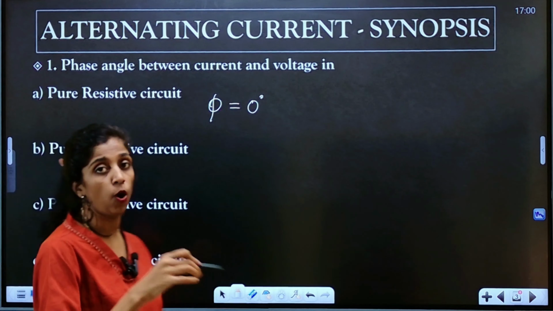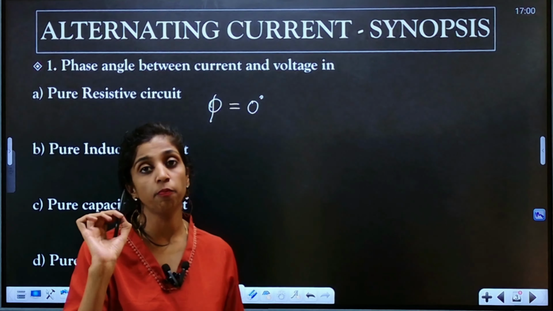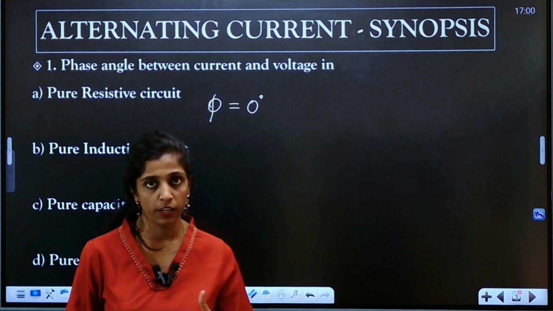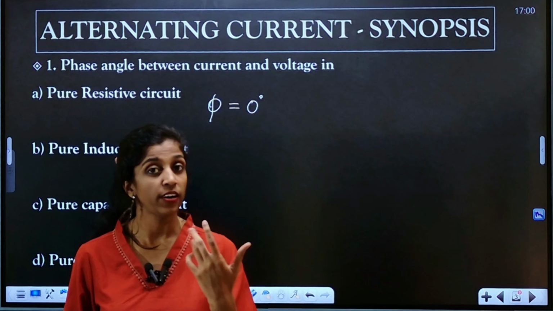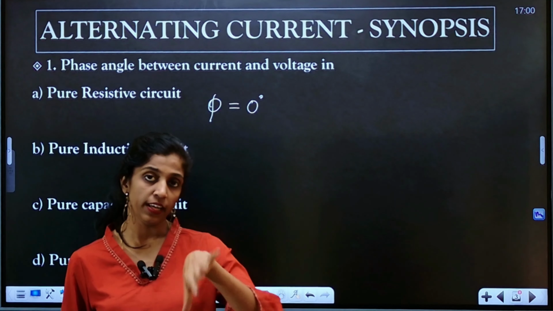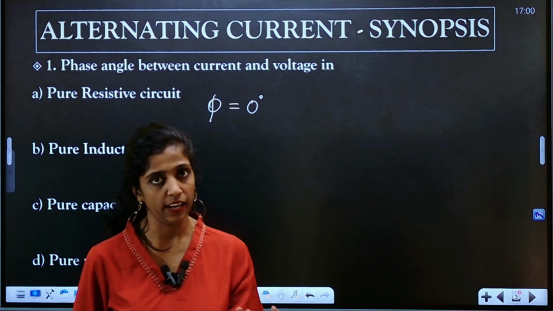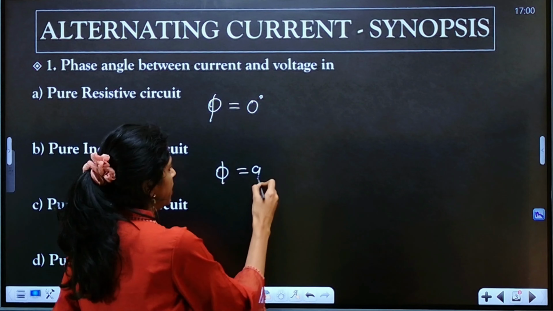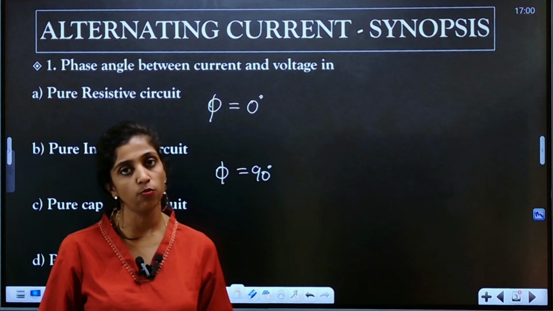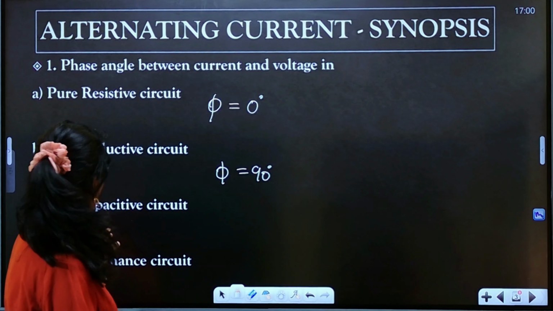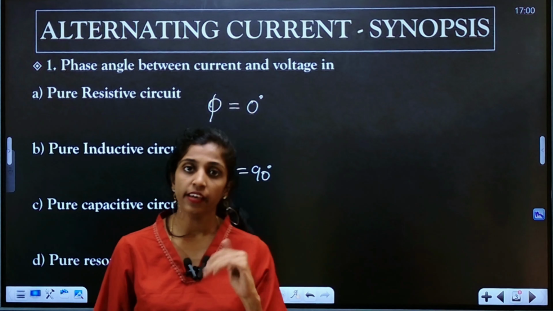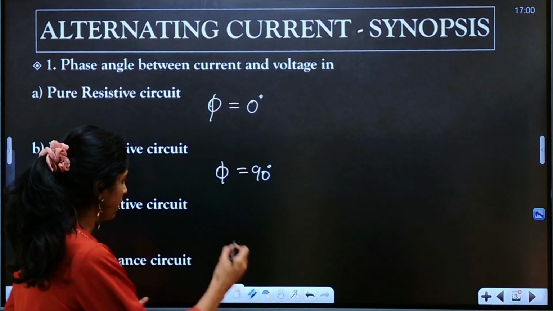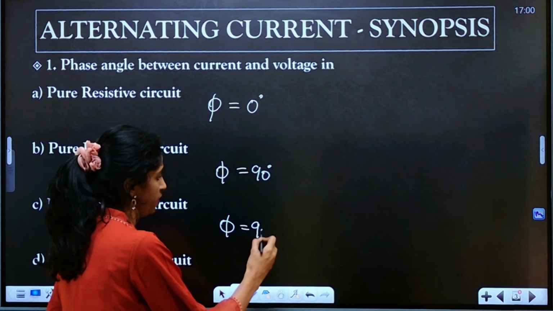But if it's a purely inductive circuit, just recall, the current was lagging the voltage, where voltage was leading the current for a purely inductive circuit. So again, the phase angle will be 90 degree. For a pure capacitive circuit, here the current was leading the voltage by 90 degree. So again the phase angle is 90 degree.